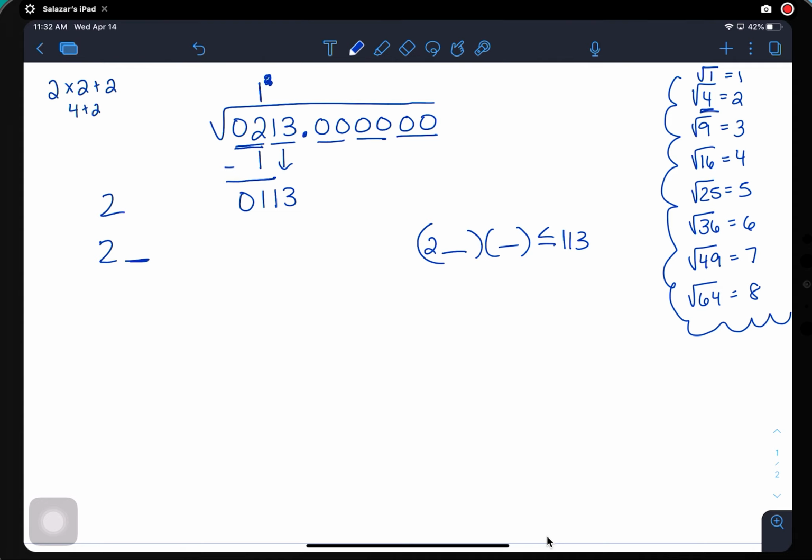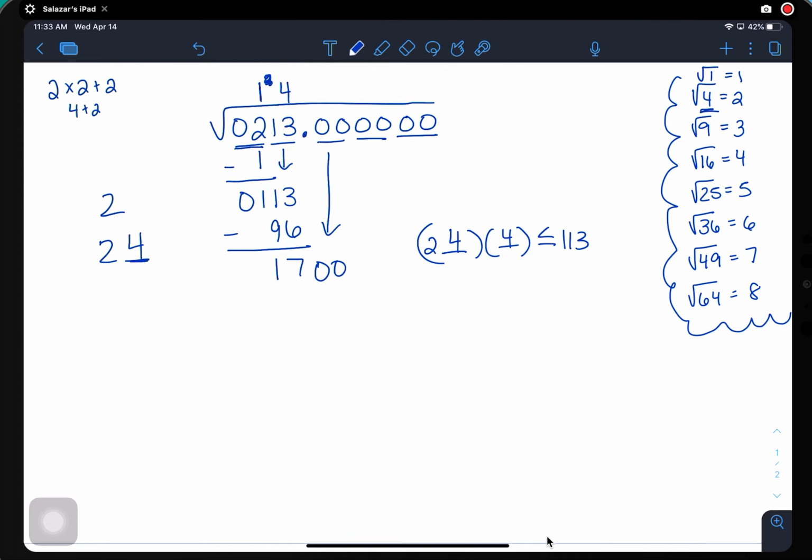So 21 times 1 would be 21, 22 times 2 would be 44. I'm going to try 24 times 4. That's 96. 25 times 5 would be 125. That would be too much. So it's got to be 24. So that magic number is 4. Okay, so 24 times 4 is what I just got. That's what you're going to put under, like long division, you subtract. And I get 17. I'm going to bring down that next set of zeros. That magic 4 goes above the 13. That's where it was. That was the number 13 that I was using.